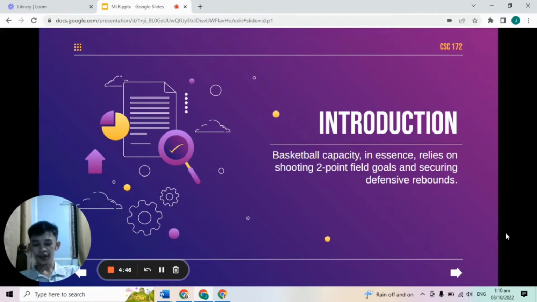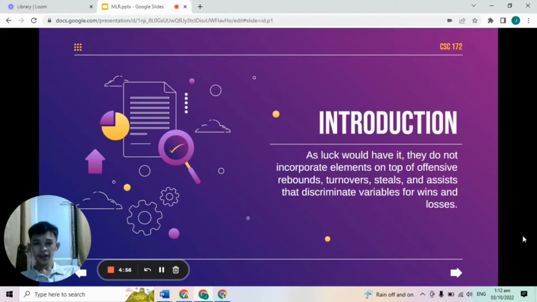In hard-fought games, however, fouls and free throws exhibit increased gravity to deduce the match success, contrary to lesser challenged ones. As luck would have it, they do not incorporate elements on top of offensive rebounds, turnovers, steals, and assists that discriminate variables for wins and losses, which sanctions our dataset that does not embody these labels.